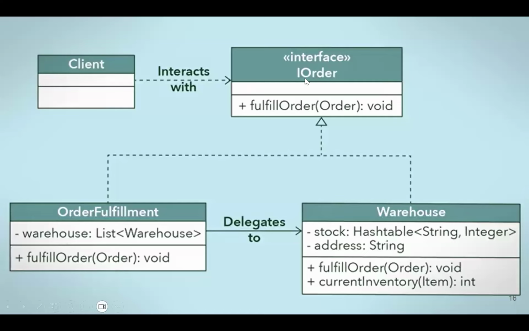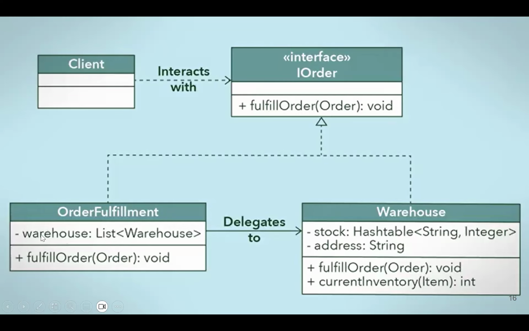If you recall your interface knowledge, this is an interface, IOrder. Typically for interfaces, we start with a capital I. So it goes as IOrder, and it has a method called fulfillOrder. Remember, in interfaces you will have only the signature, not the concrete method. So you have an order fulfillment proxy class, and then you have the warehouse real class or real subject.